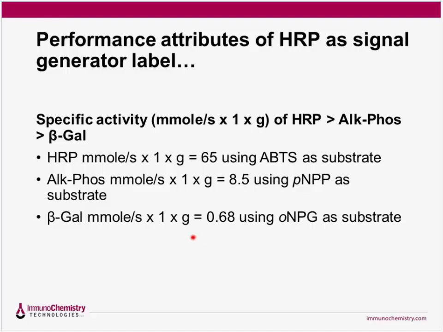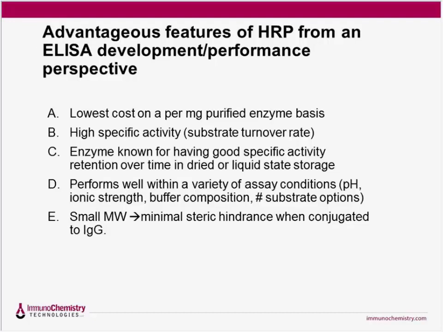HRP has a high specific activity compared to three other chromogenic converter enzymes, peroxidase, alk-phos, beta-gal. It has a higher specific activity than any of the other three. The advantageous features of HRP include, once again, its lowest cost per milligram, high specific activity, and rapid substrate turnover rate.